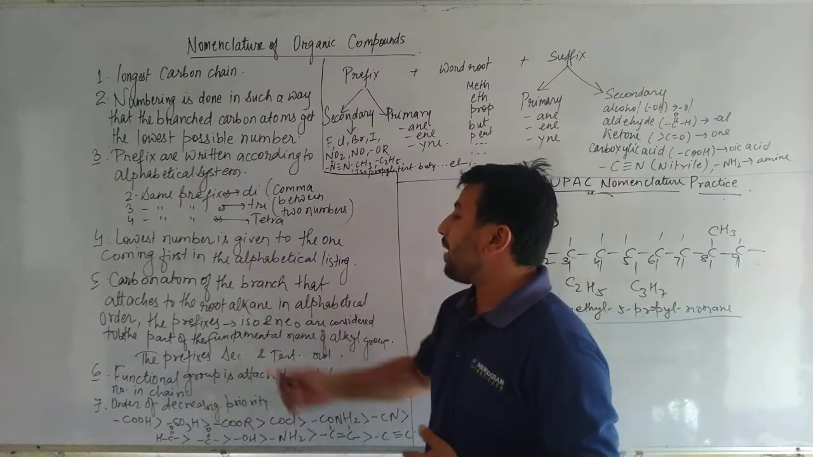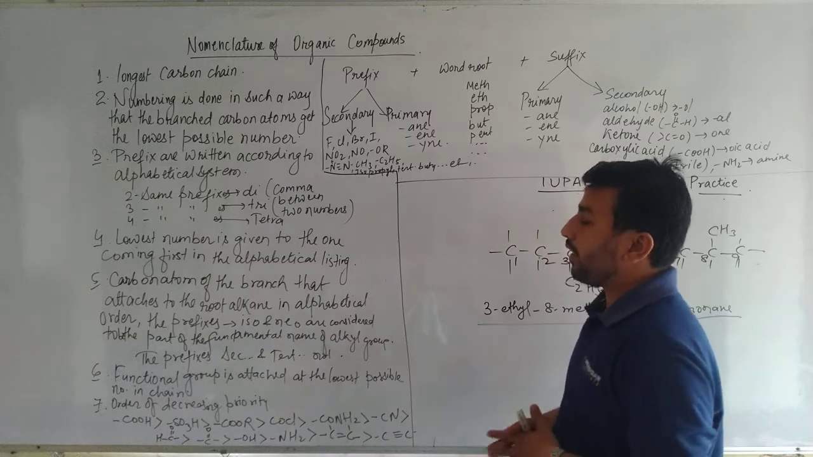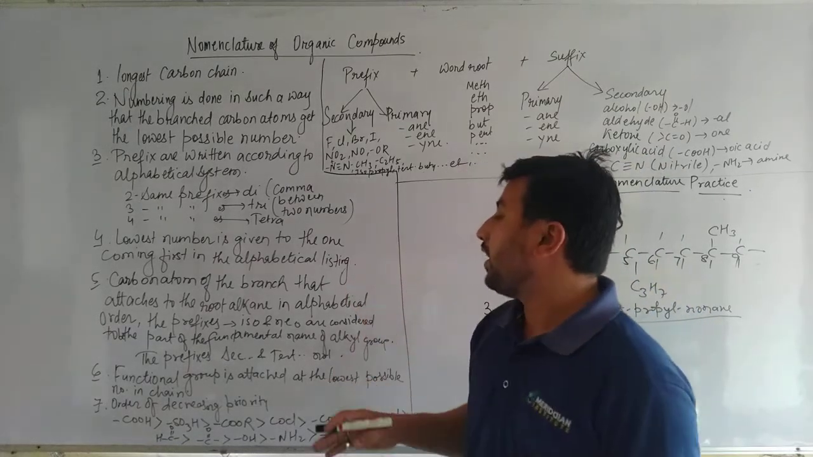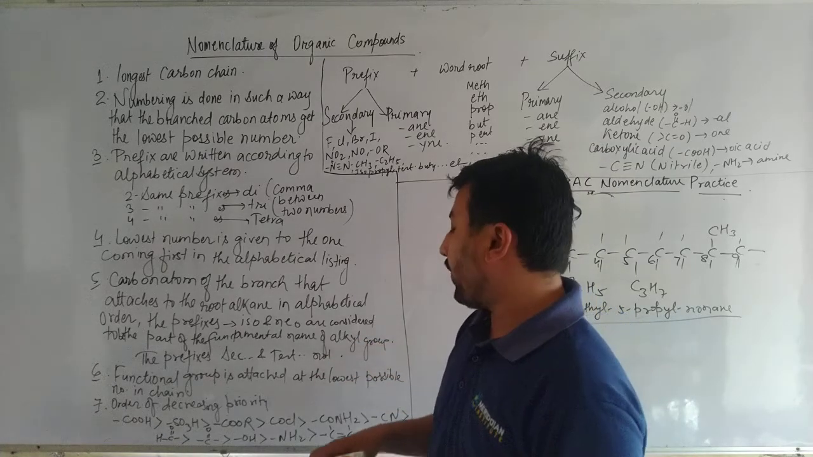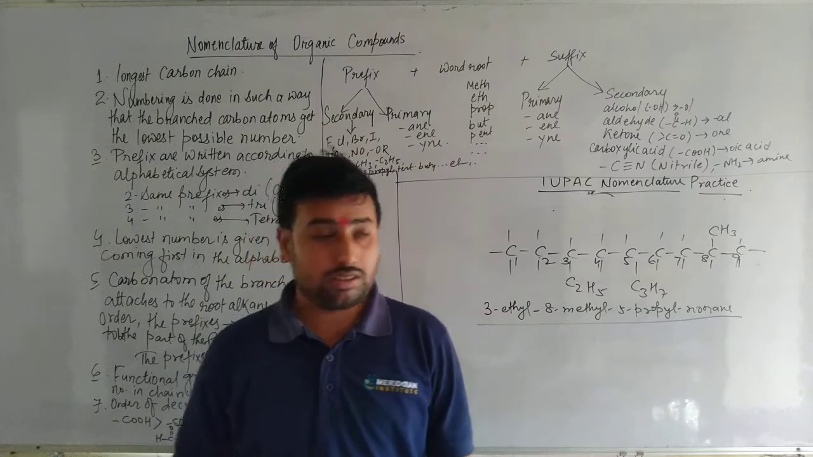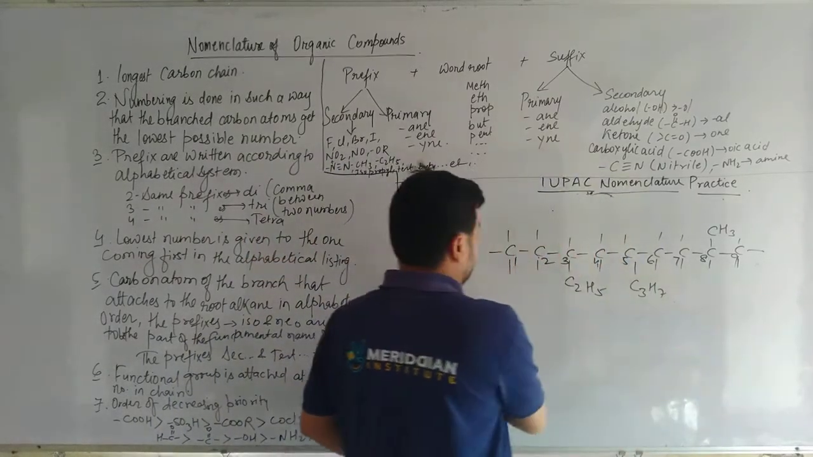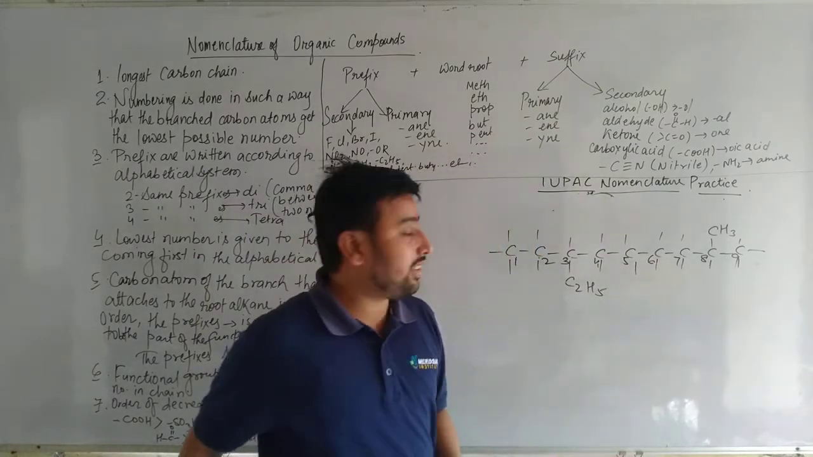Fifth one: the carbon atom of the branch that attaches to the root alkane is arranged in alphabetical order. In the prefixes, iso and neo are considered to be part of the fundamental name of the alkyl group, in the prefixes secondary, tertiary. Yes. Now just suppose here this same compound, right? What I have done here, this C3H7.